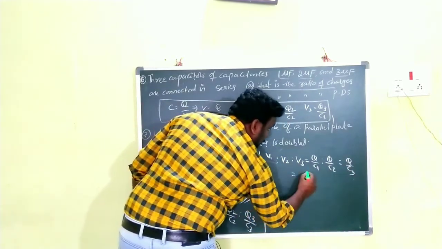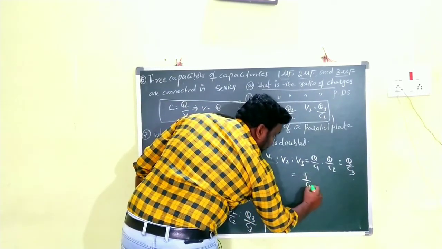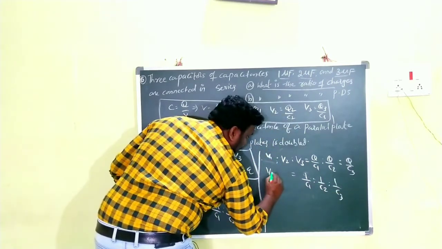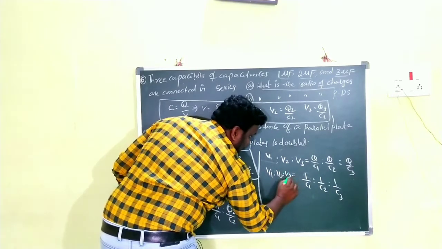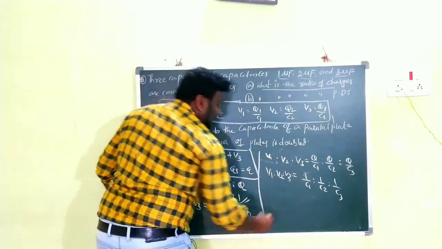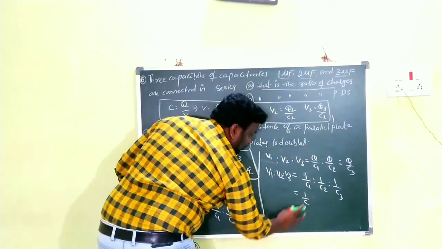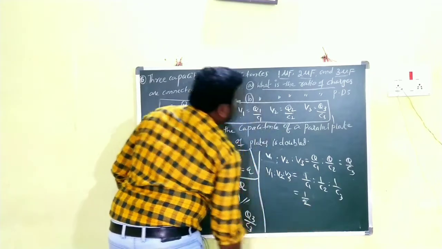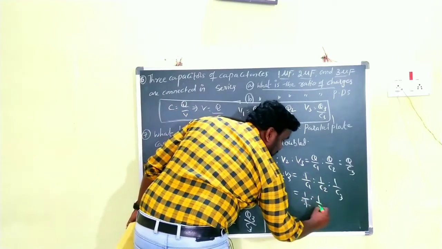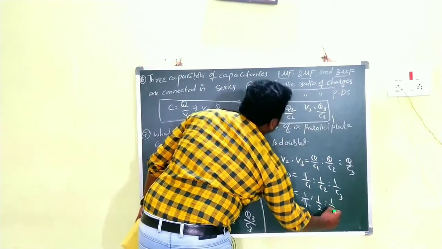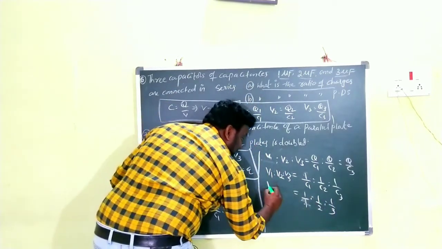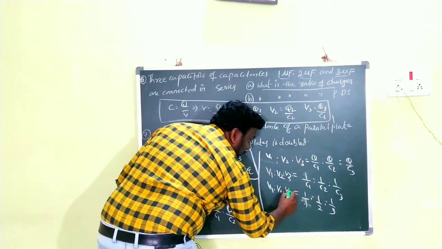Then what we get, children? 1 by C1 is to 1 by C2 is to 1 by C3. That is V1 is to V2 is to V3. Clear? So what is the C1 value? 1 microfarad. That is equal to 1 by C1. C2 is 2 microfarad. Sorry, 1. And 1 by 2 microfarad and 1 by 3. 1 by 1, 1 by 2, 1 by 3. So this is the ratio of potentials, V1 is to V2 is to V3.